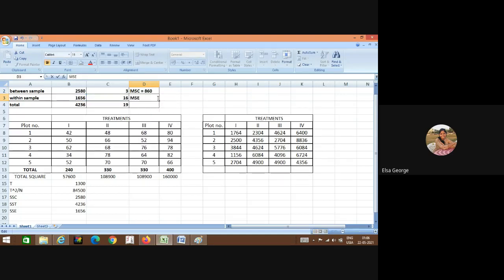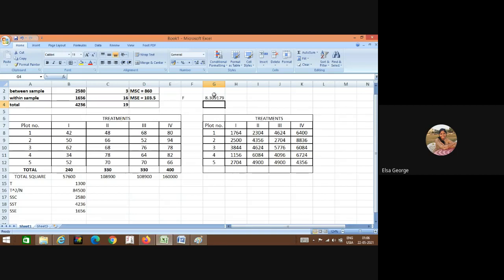So MSE is equal to 103.5. Yeah, this is the value that you got here. Now, in order to calculate your F ratio, F is equal to nothing but your MSC, that is 860, divided by your MSE, that is 103.5. So you get 8.309. This is your F value.